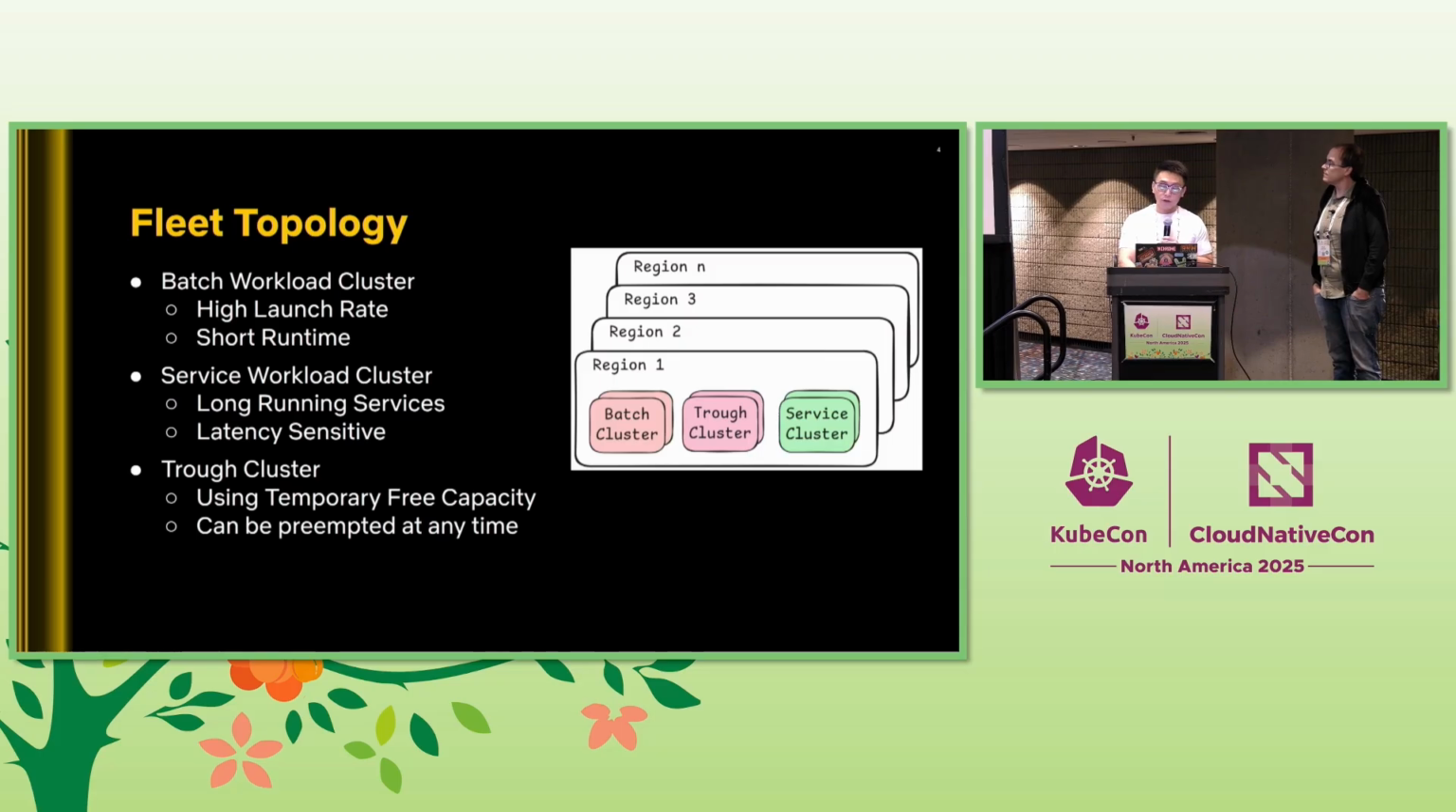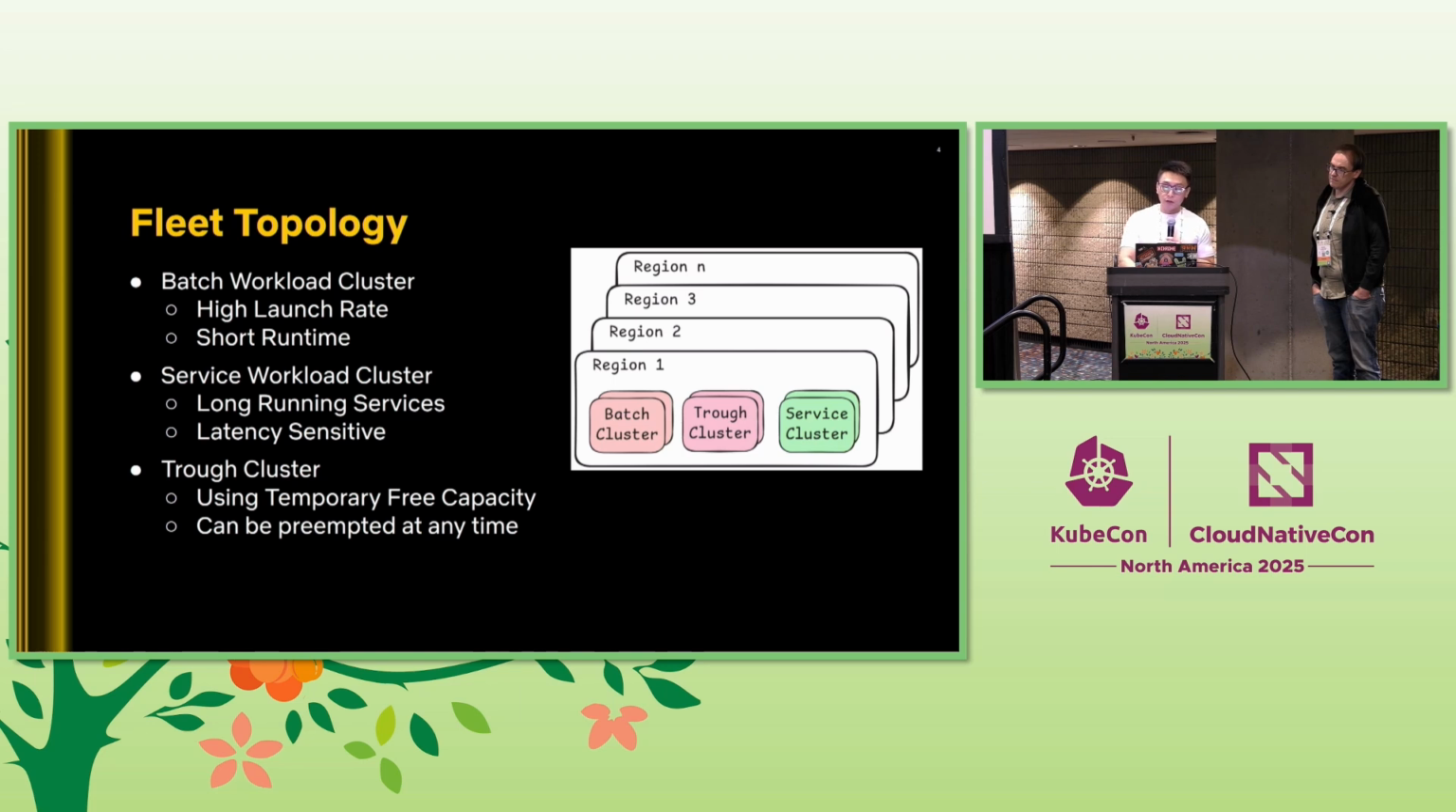Service clusters, which run our critical long-running services. Batch clusters, which handle short-lived batch jobs, such as streaming, encoding, or decoding workloads. And the trough clusters. These are made up of machines temporarily borrowed from unused capacity. Some of our workloads are still running on EC2, and some of them are not using their capacity, so we can borrow them and put them into this cluster. So this resource can be reclaimed by its original owner at any time. Users of the trough cluster should expect their jobs to be preempted at any time.